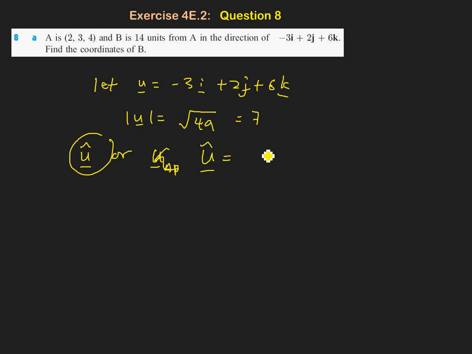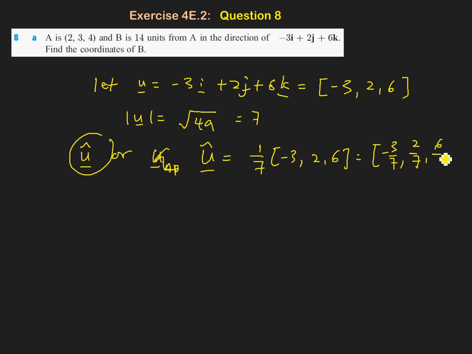So u hat is therefore what? This is 1 over 7. Now recall that this vector can be expressed in component form, which is a nice way to represent a vector other than the ijk form. And you multiply this by 1 over 7, and you end up with negative 3 over 7, 2 over 7, and 6 over 7, like the components. That's nice.